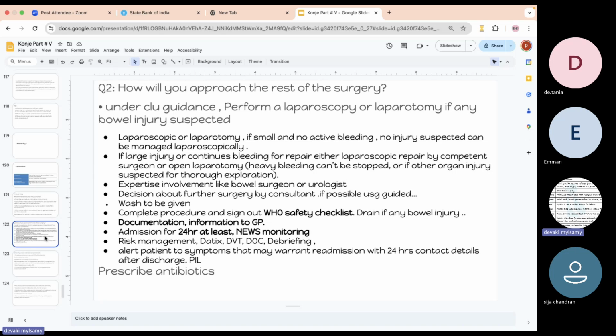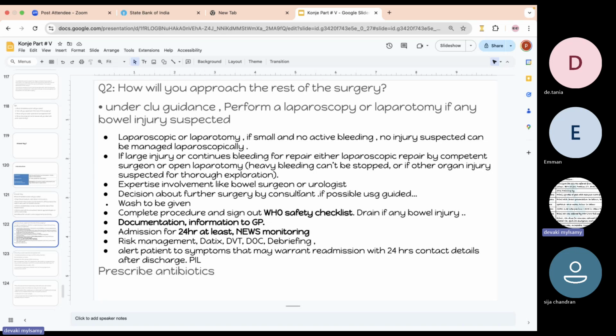Have you seen any vascular injury? It will be common with the laparoscopic entry technique, but with this surgery it is not likely. You may enter into the uterine vessels, but per se the chances are very less. So expertise will be involved, bowel surgeon, urologist.